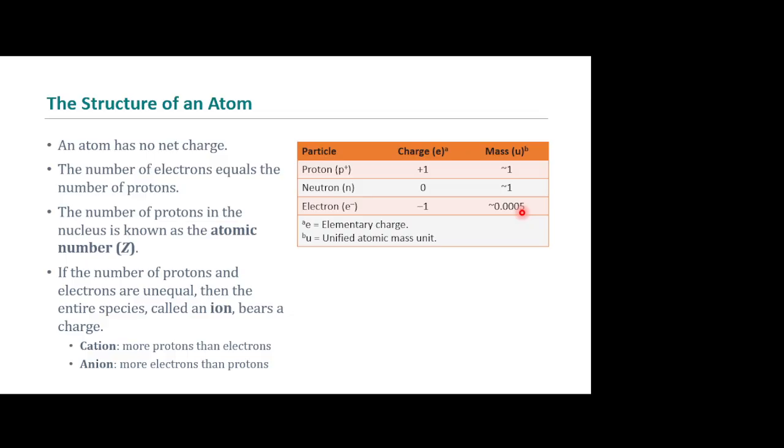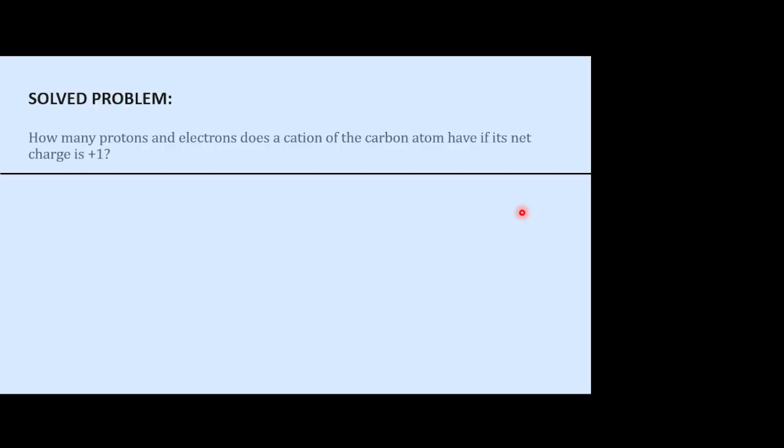So anyways, stuff's happening. So how many protons and electrons does a cation of the carbon atom have if its net charge is +1? So how many protons does carbon have? 6. Very good. How about the electrons? 5. Very good. Yep, 5 is correct. And so there we go.